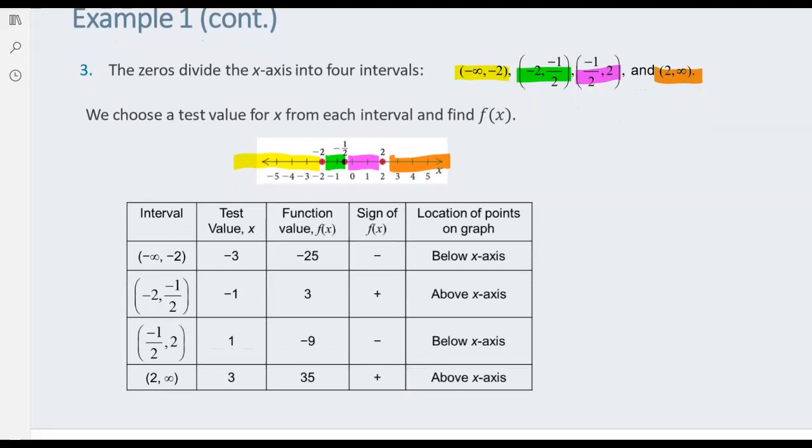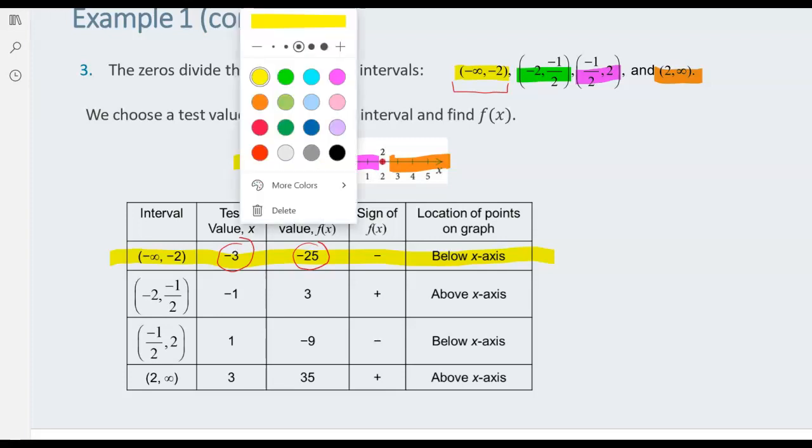So what we do is we pick a test value for each region. The test value that we've chosen here is -3. It has to be something that's in this space, right? In between negative infinity and -2. So we just pick something that's just to the left of -2. Plug it into the original function, and the output they got is -25. So we know that the graph here is going to be below the x-axis.